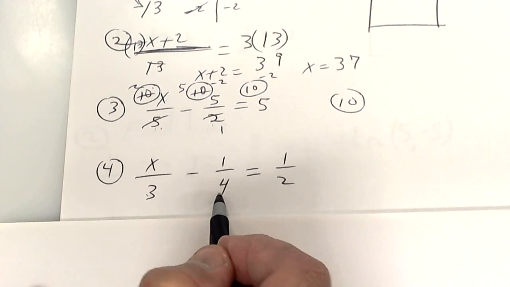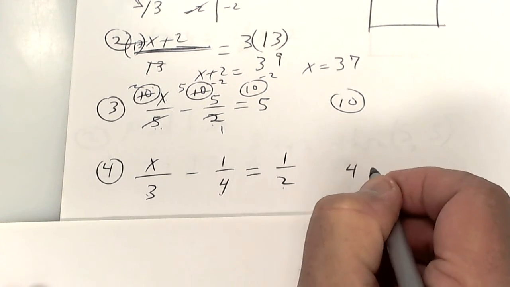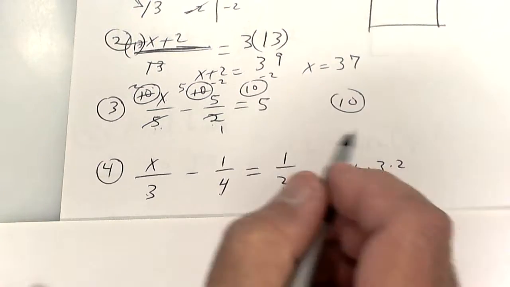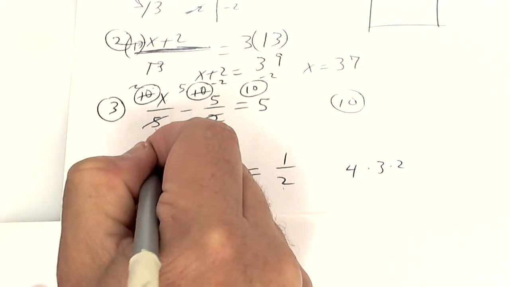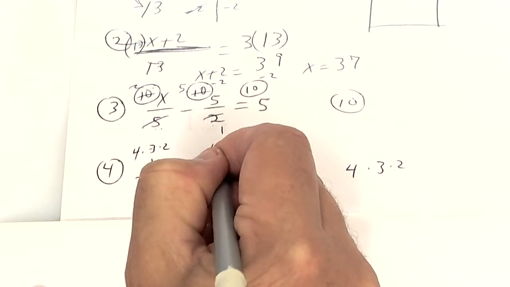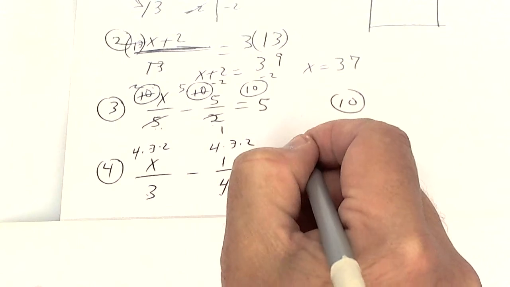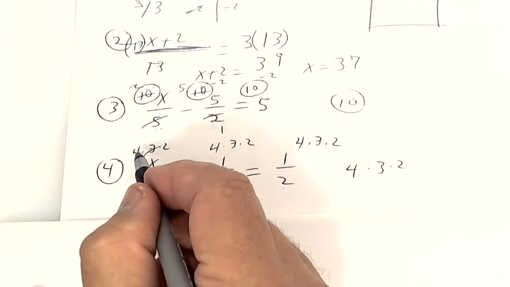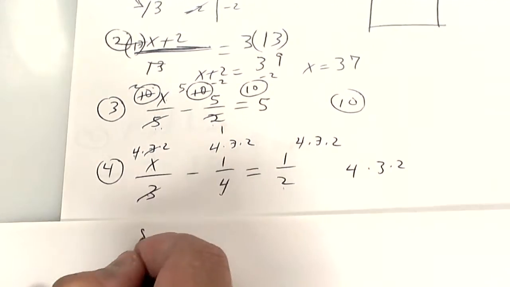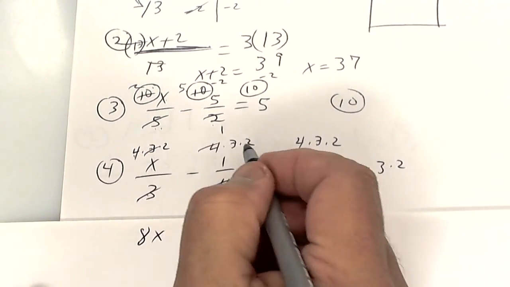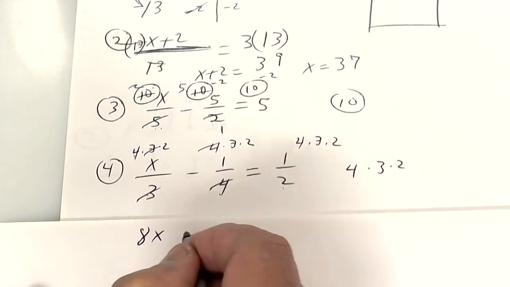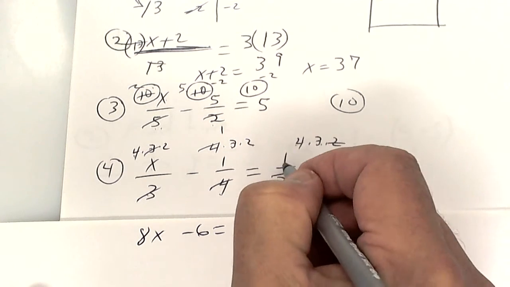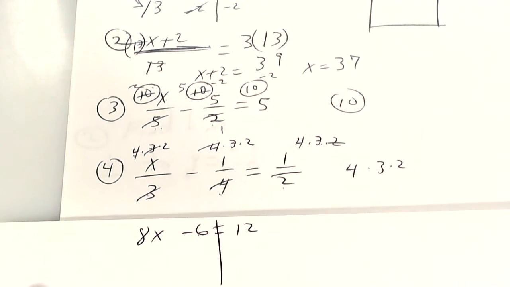4 times 3 times 2, so 4 times 3 times 2. And I don't know, that's a big number, so I'm just going to do 4 times 3 times 2. The 3's cancel. 4 times 2 is 8, so that's 8x. Real simple. The 4's cancel. 3 times 2 is 6, times 1 is 6. The 2's cancel. 4 times 3 is 12, times 1 is 12, and now you work it out.